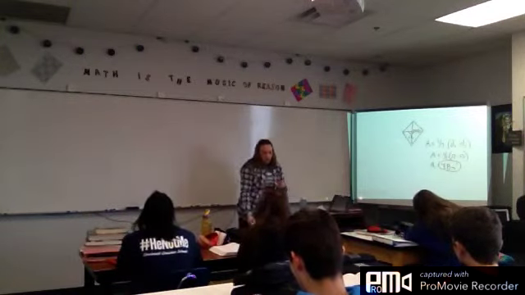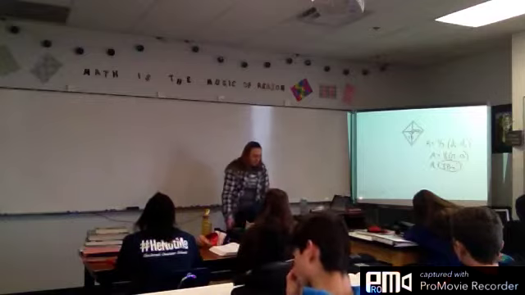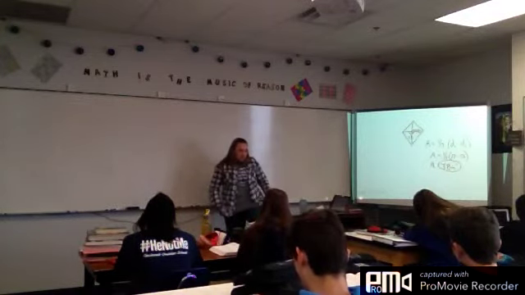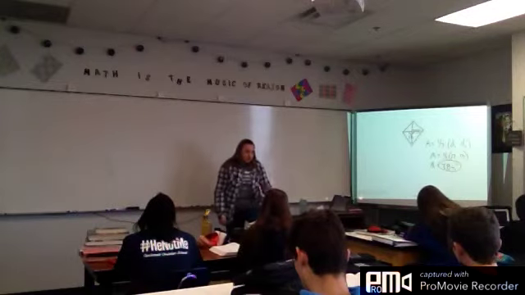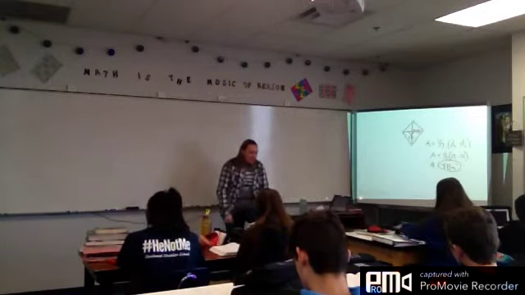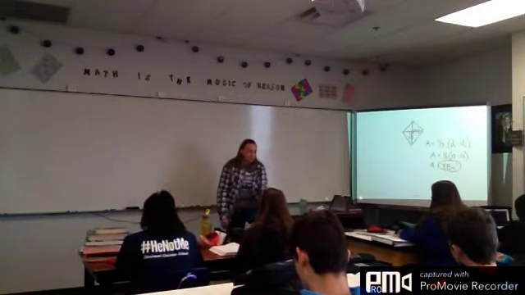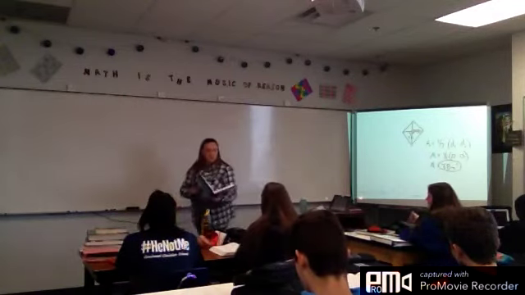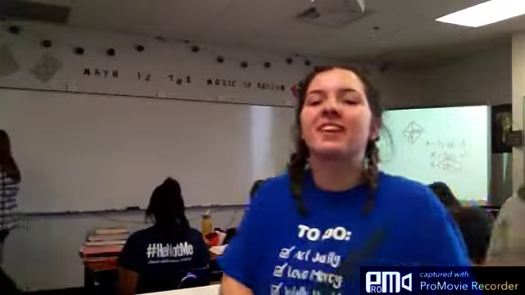So on kites and rhombuses, it is 1/2 diagonal 1 times diagonal 2. On trapezoids, it's 1/2 base 1 plus base 2 times your height. On parallelograms, squares, rectangles, okay? On those, it is base times height. We're good. Can I go to the bathroom now? Yes.